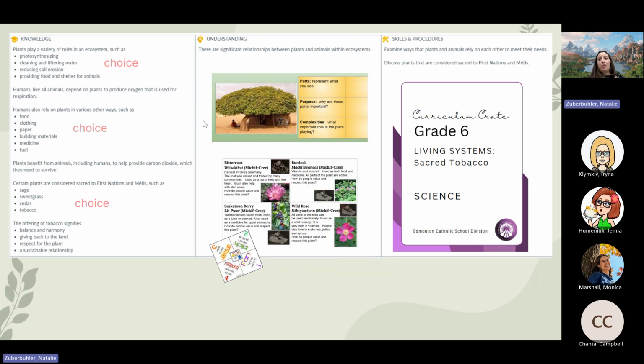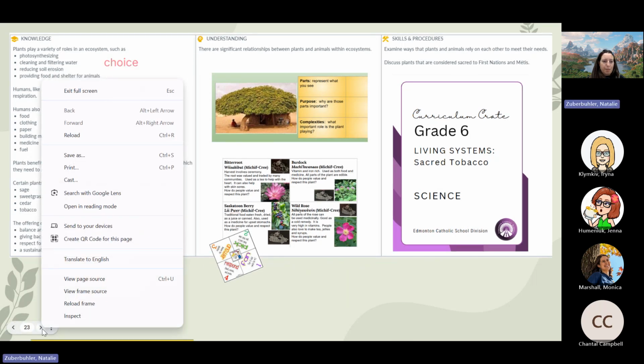You're going to examine ways that plants and animals rely on each other. A lot of that can be done through some of those Project Zero visible thinking routines, like purpose, complexities. I've listed that too. And then it says discuss plants that are considered sacred. Some of my favorite protocols for discussion are fan and pick, which I've included there for you, or even chat stations, which are linked there as well.